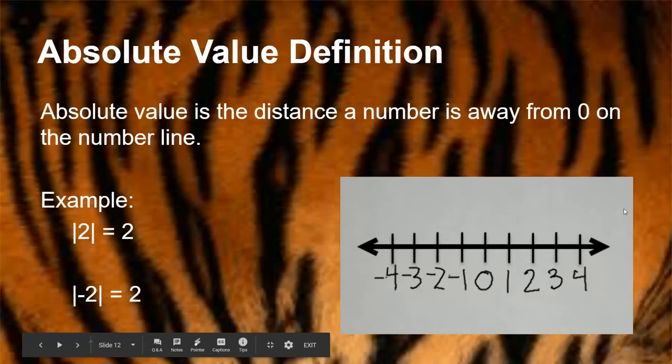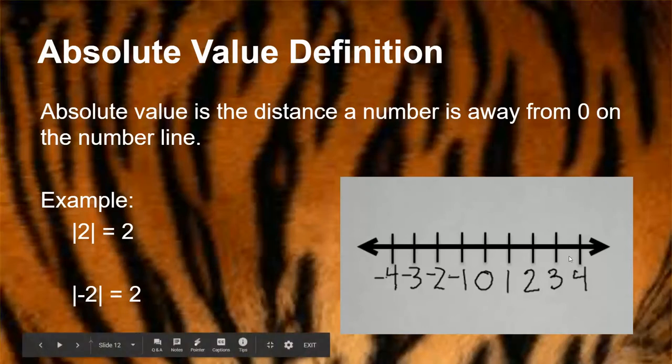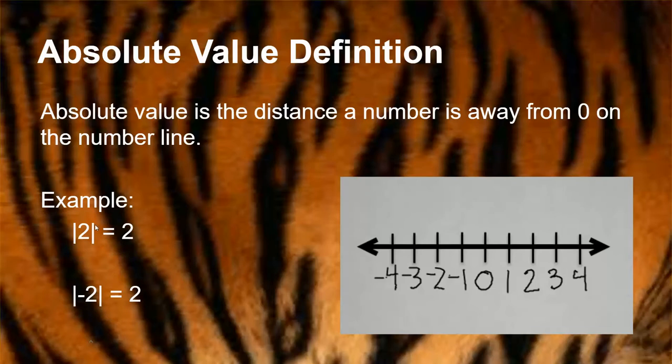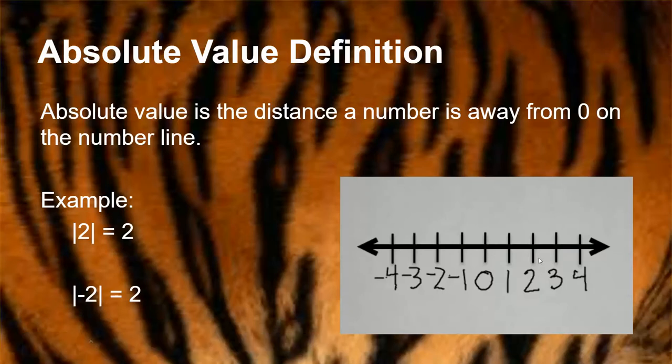Absolute value. Absolute value is the distance the number is away from 0 on the number line. So if you look at this number line and you see 2, this little symbol right here is the absolute value of 2. So I go to the 2 and I say, okay, that's 1, 2 spaces away. The absolute value of 2 is 2.